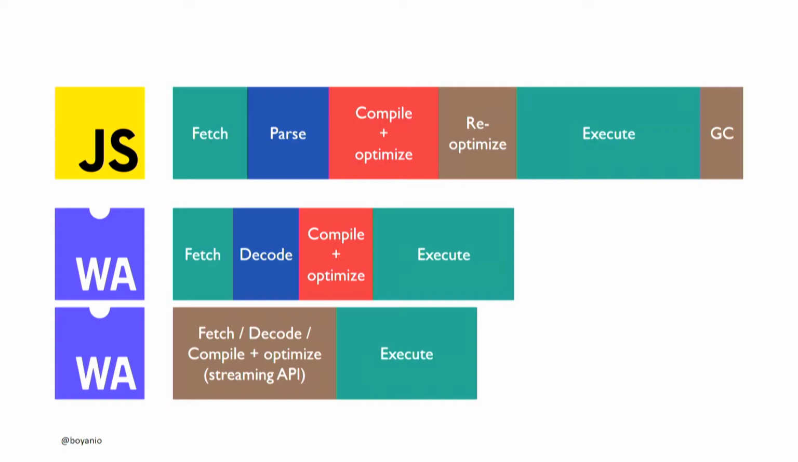However, we can do even better than this, because WebAssembly comes with something called the streaming API. And because of the structure of the language, we could download the bytes and start compiling right away. So in some situations, by the time your file is downloaded, the WebAssembly module is already compiled and starts executing. So this can become really, really fast.